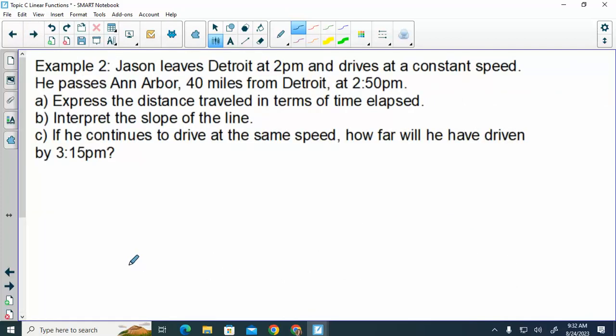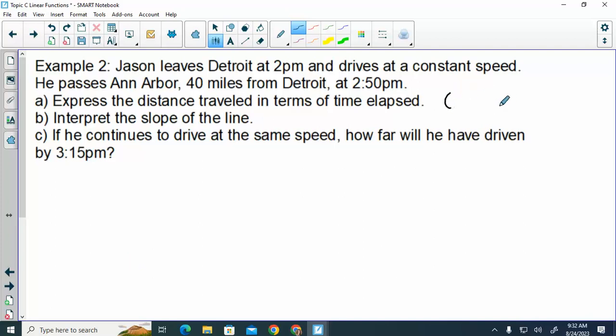So Jason leaves Detroit at 2 p.m. and drives at a constant speed. He passes Ann Arbor, 40 miles from Detroit, at 2:50 p.m. Part A, express the distance traveled in terms of time elapsed.